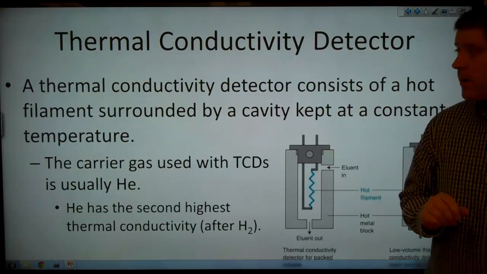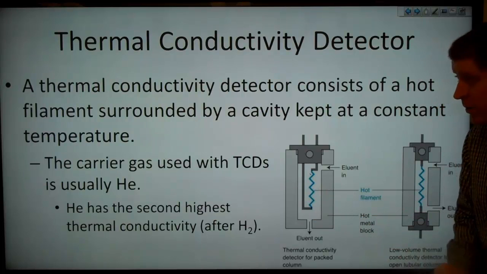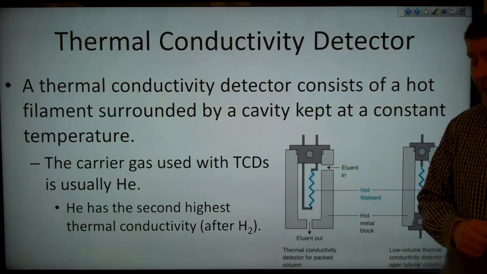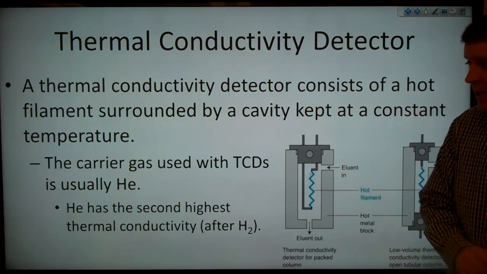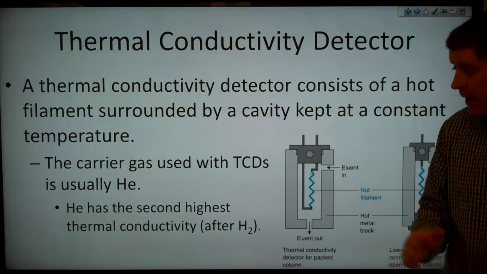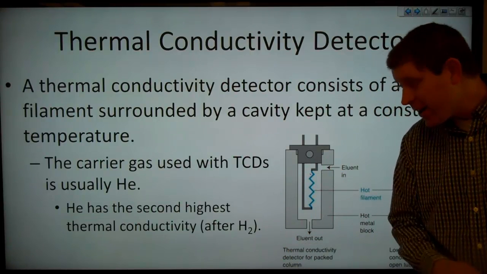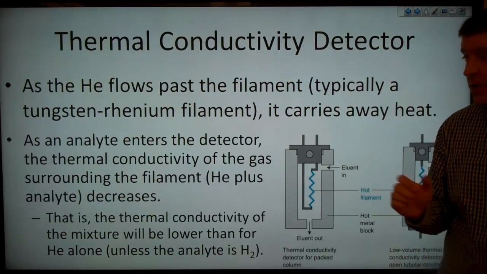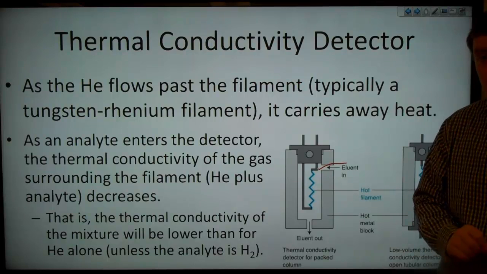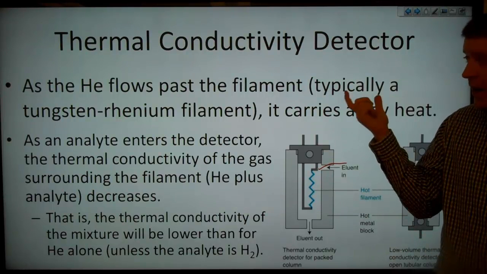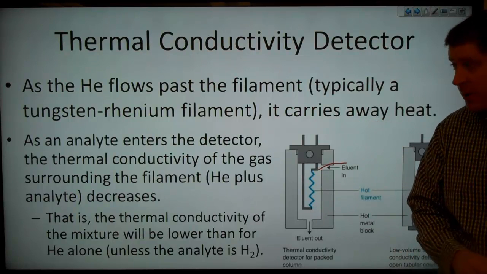A thermal conductivity detector consists of a hot filament here in blue, surrounded by a cavity that's kept at a constant temperature. And the carrier gas used with TCDs is normally helium. Helium has the second highest thermal conductivity. Hydrogen has a higher thermal conductivity. And so as the helium flows in here and past our filament, this is usually a tungsten-rhenium filament, it then carries away some heat from our filament.